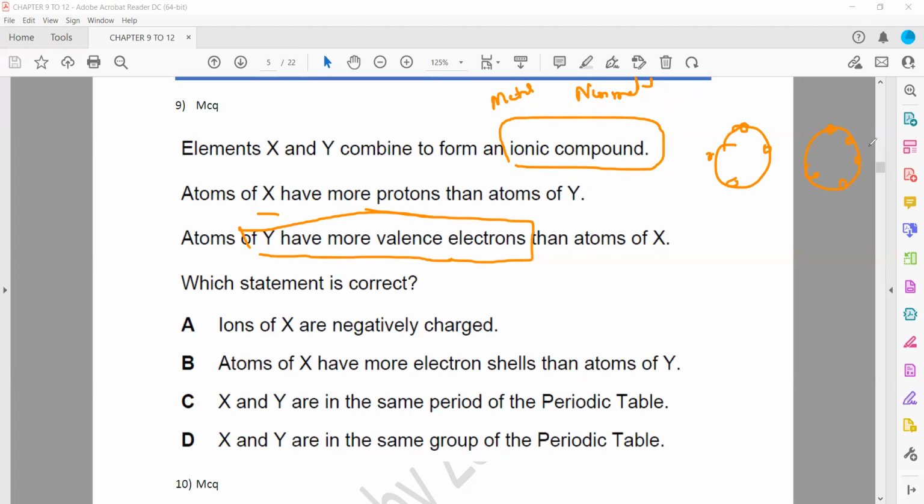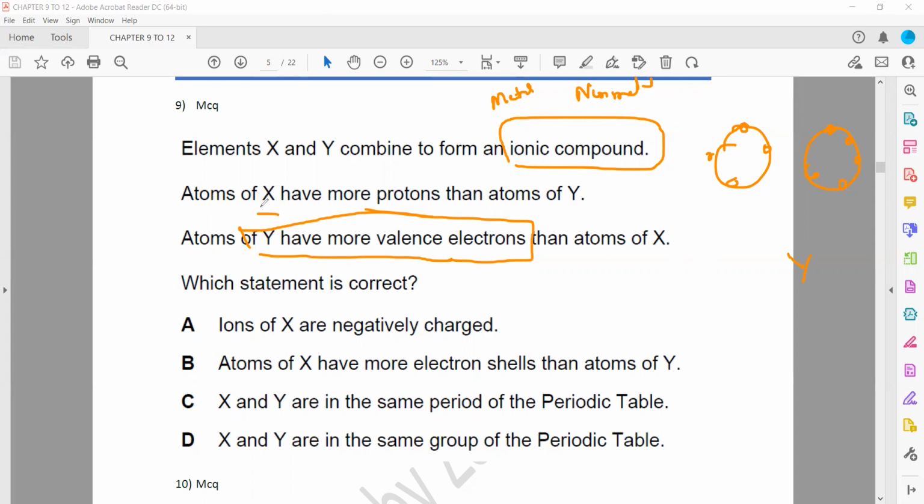Group 5 will have 5, group 6 will have 6. So the elements which have a greater number of valence electrons are likely to be non-metals, or have a negative charge. This gives an idea that Y is a non-metal and X is a metal.